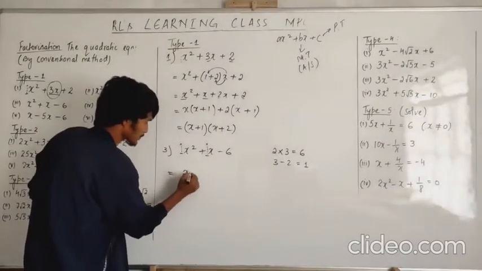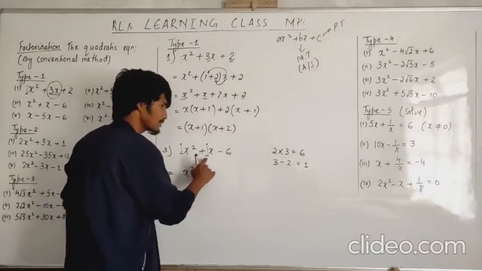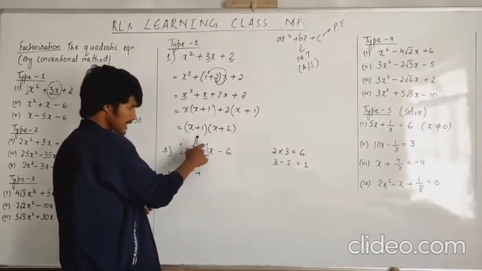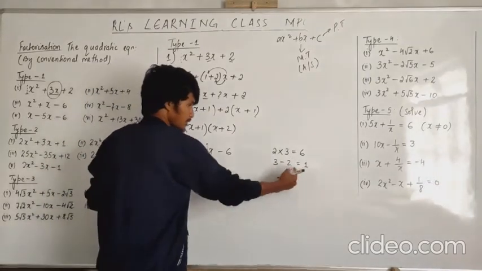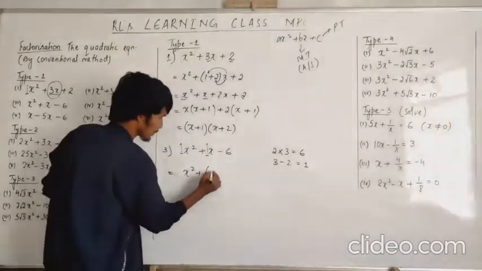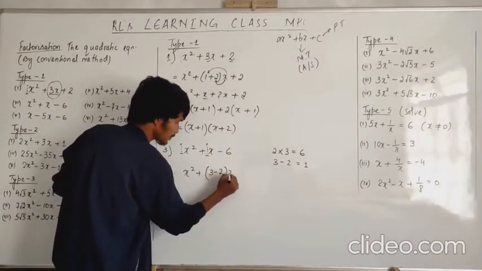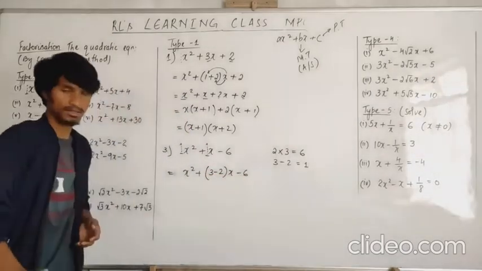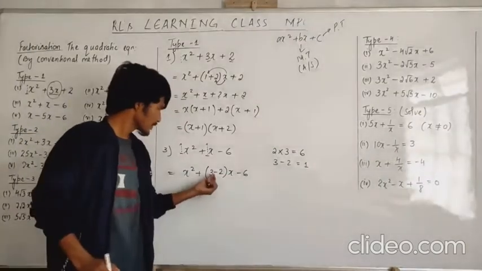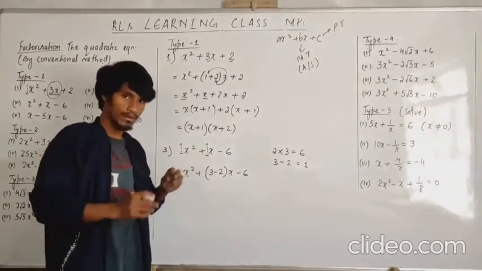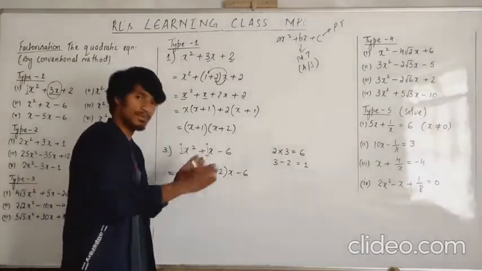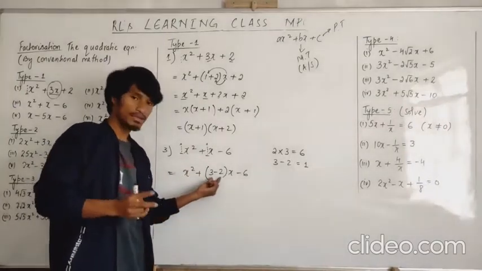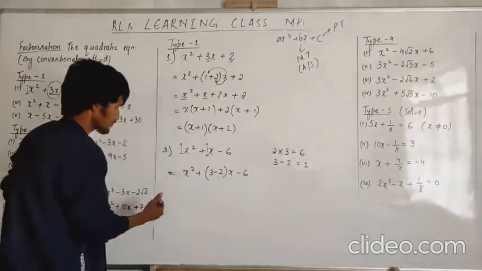Okay, now here x squared, then plus, and in place of this one, what do you have to put? 3 minus 2. I put here 3 minus 2x plus 6 minus 6. Now 3 minus 2, there's no change. We just split this middle term into how many parts? Into 2 terms.